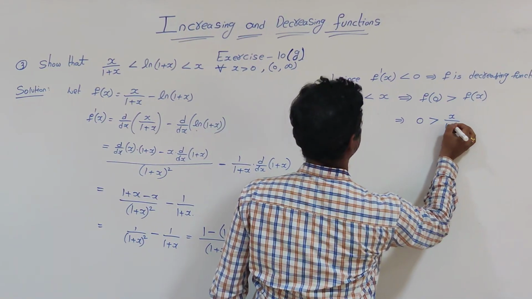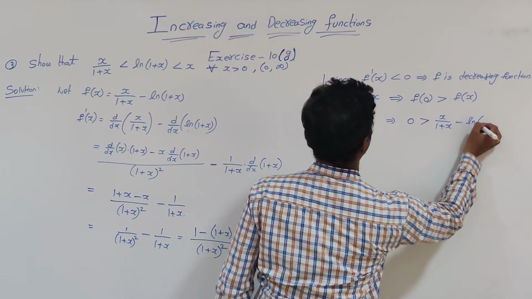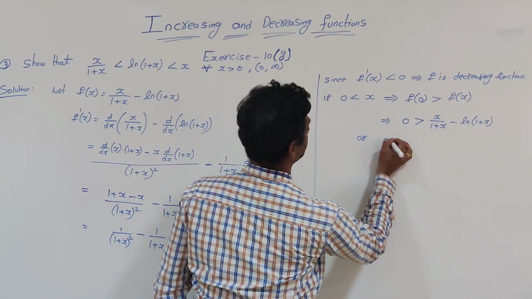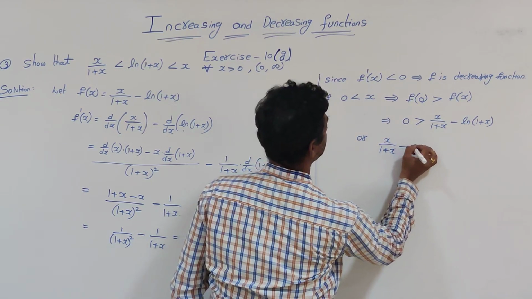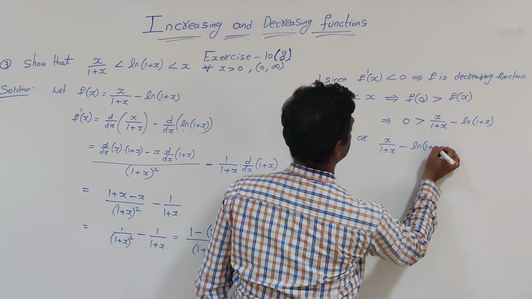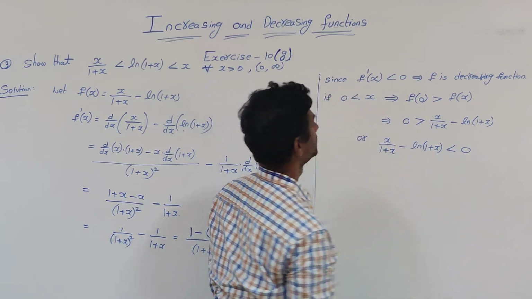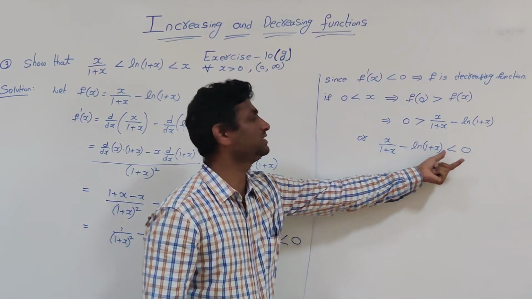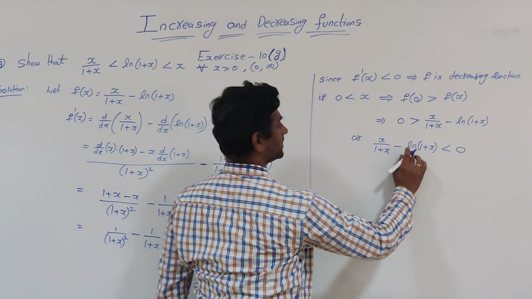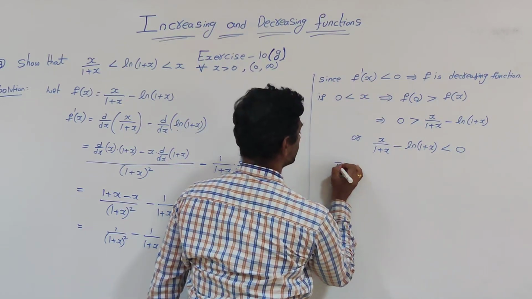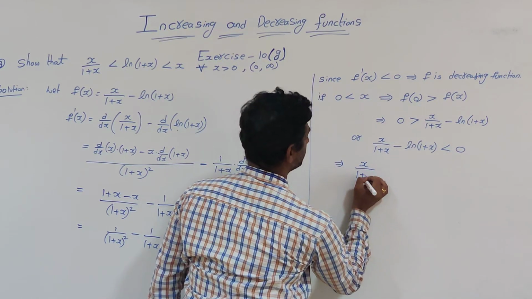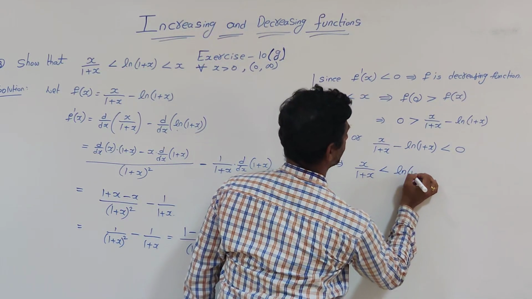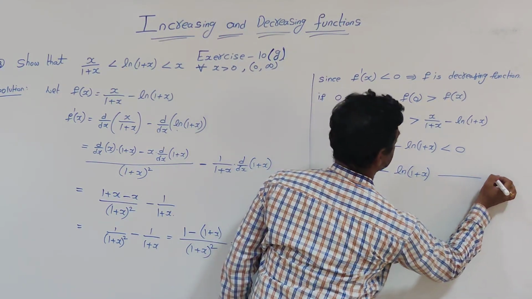x by 1 plus x minus ln of 1 plus x, or x by 1 plus x minus ln of 1 plus x will be less than 0. Either 0 is greater than this one or this will be less than 0. If you take the minus ln of 1 plus x to the right side, it will be x by 1 plus x is less than ln of 1 plus x. So assume that this is equation 1.